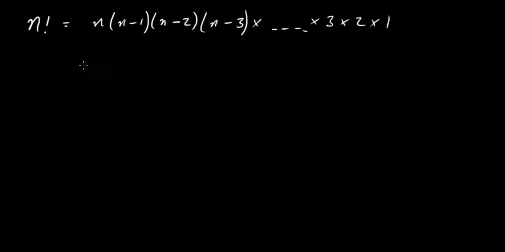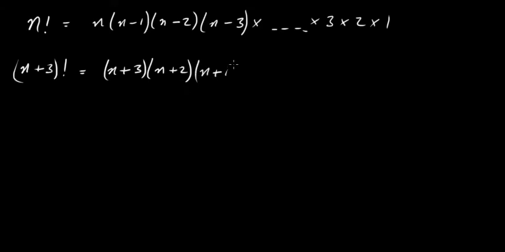So for example, if we don't take n, let's say we take n plus 3 factorial. Well, that's just n plus 3 multiplied by 1 less than n plus 3, which is n plus 2, times 1 less than n plus 2, which is n plus 1, times n, which is 1 less than that again, and so on, n minus 1, times all the way down again to 3 times 2 times 1.